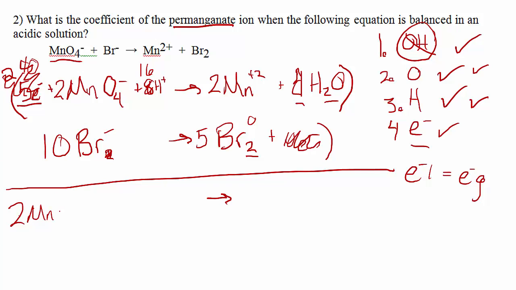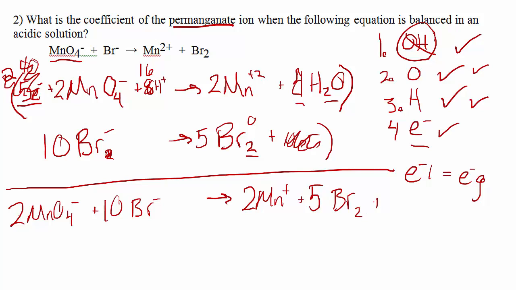2 MnO4 minuses, 10 bromide ions, giving me 2 Mn plus, 5 Br2s, and 8 H2Os. Oh, and I forgot the H's over here. That's the missing thing, 16 H pluses. So that would be my balanced redox reaction.